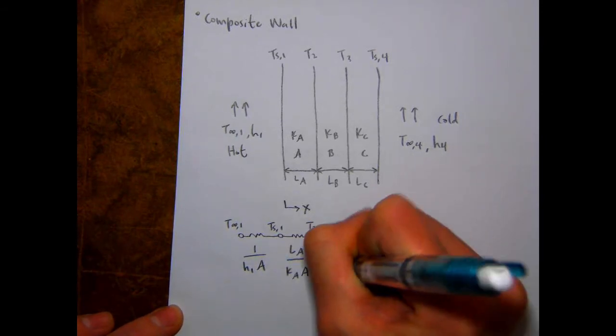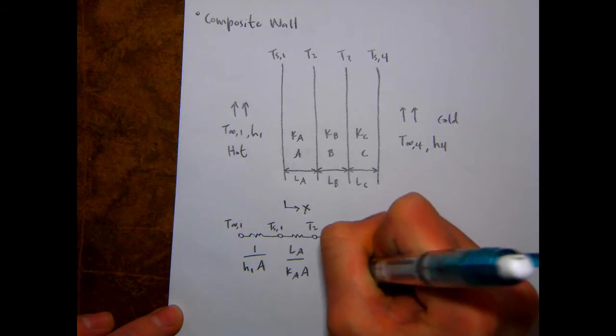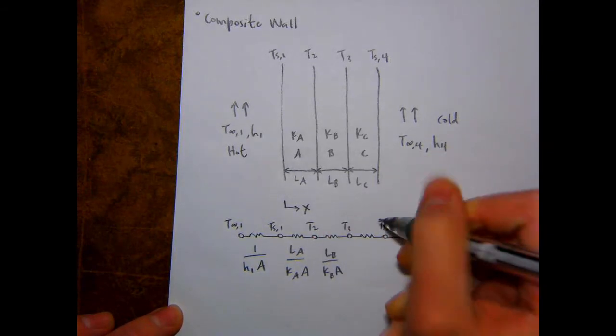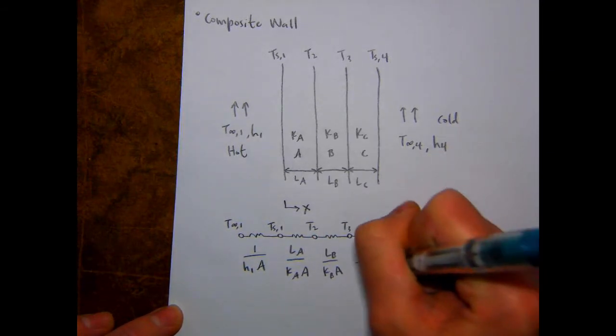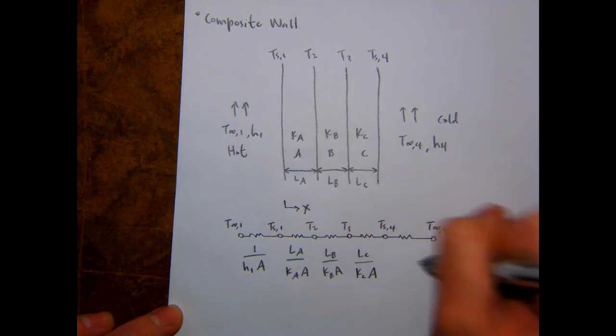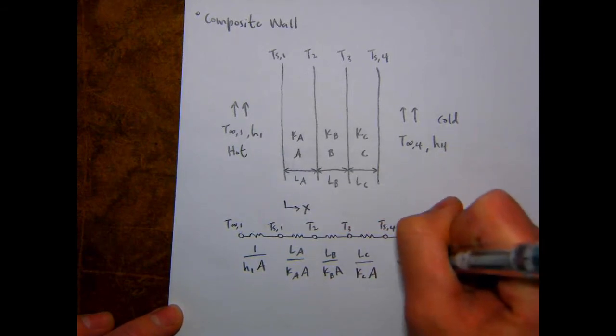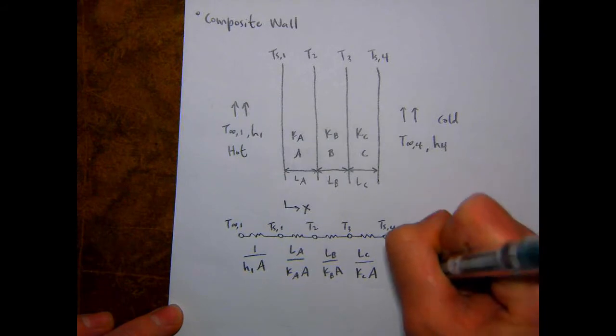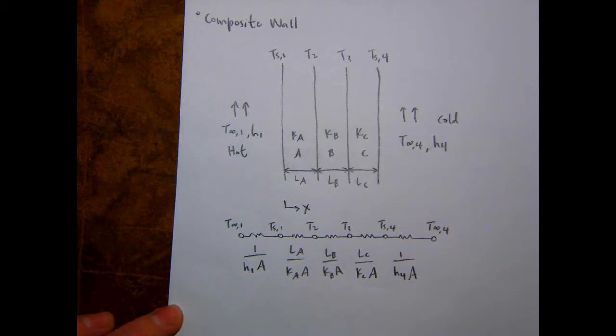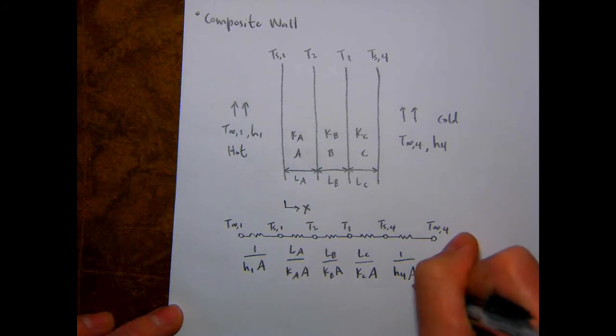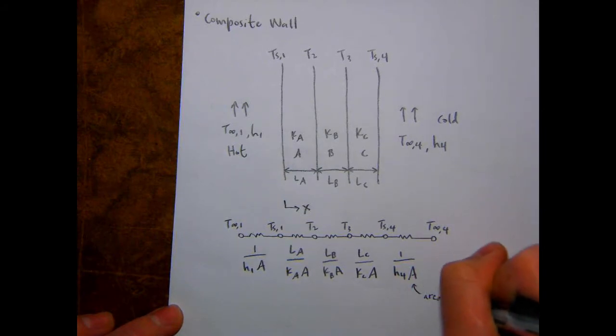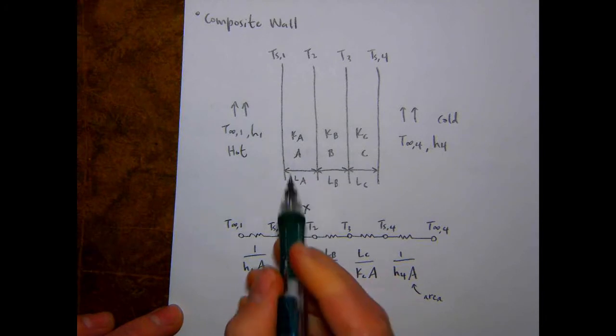LB over KBA, LC over KCA. And then the last one, again, is back to convection, 1 over H4A. So we've got a lot of A's floating around, but these big A's are just the area, remember. Distinct from this section labeled A.